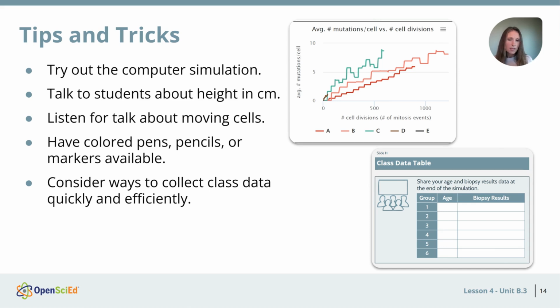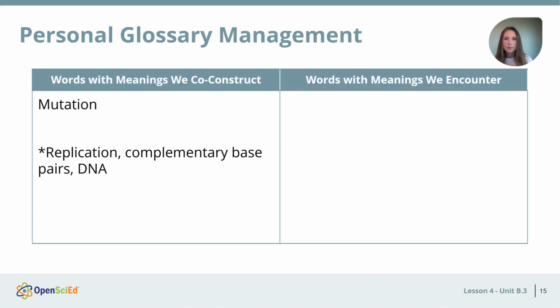Since most students made it to age 90 without cancer, I just asked the ones who did get cancer to share the age and biopsy results. The purpose of the class data table is to look for patterns in the age and types of cancer, so you only need data for those students who got cancer.